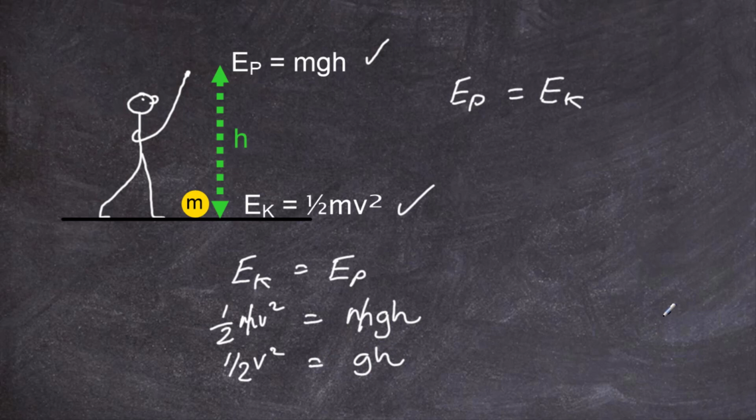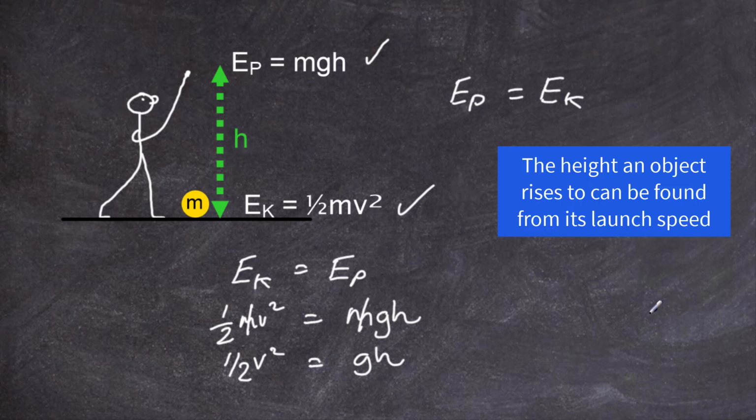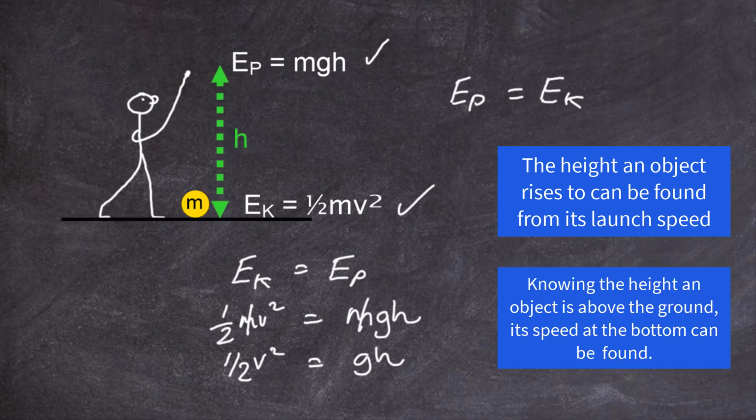Now when you look at that, you can find the height the ball rose to if you know its launching velocity, and you can know the speed of the ball as it strikes the ground if you know the height it's dropped from. And that's what we'll be doing in our next couple of problems. We'll be using conservation of energy to solve problems like that, and we always end up with this little equation here, which doesn't contain mass.